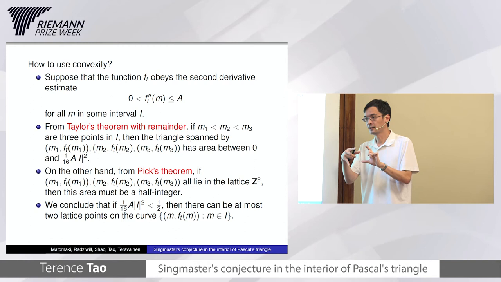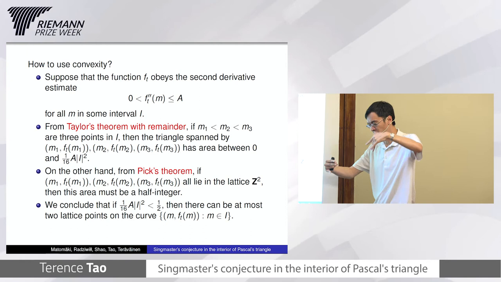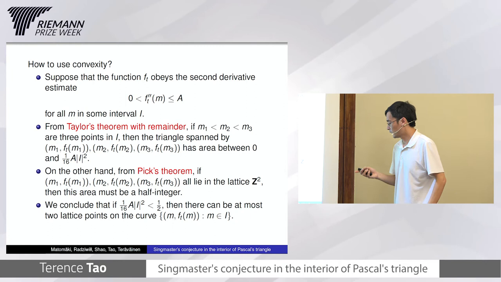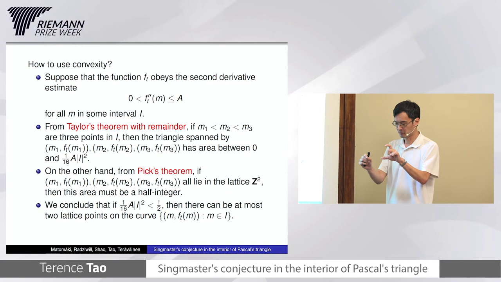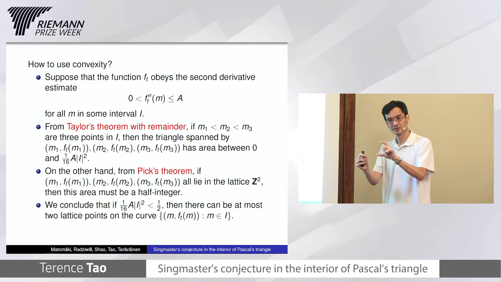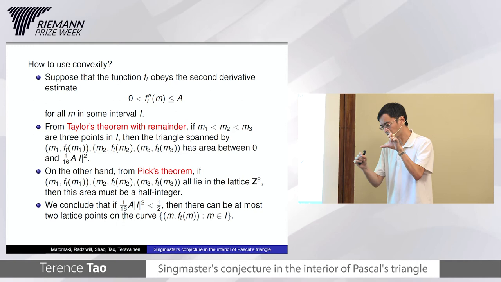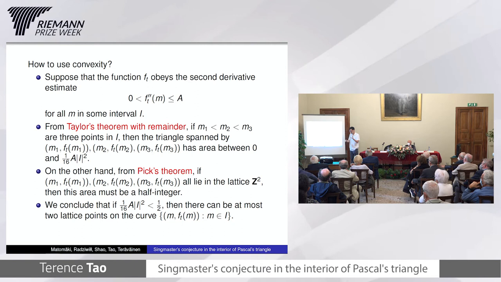So on the one hand, if a curve is smooth and convex, the three nearby points will generate a triangle of small area. But on the other hand, there's a classical theorem from geometry called Pick's theorem that if you take any three lattice points with integer coefficients and you look at the triangle, the area of any such triangle has to be at least 1/2. For example, the unit triangle has area 1/2. But on a lattice, triangles have to have area at least 1/2, while on a smooth curve, triangles have to have very small area if they're close together. If you put these two facts together, you cannot have three lattice points on a smooth curve that are very close together, because the area will be both bigger than 1/2 and less than 1/2, and you get a contradiction.